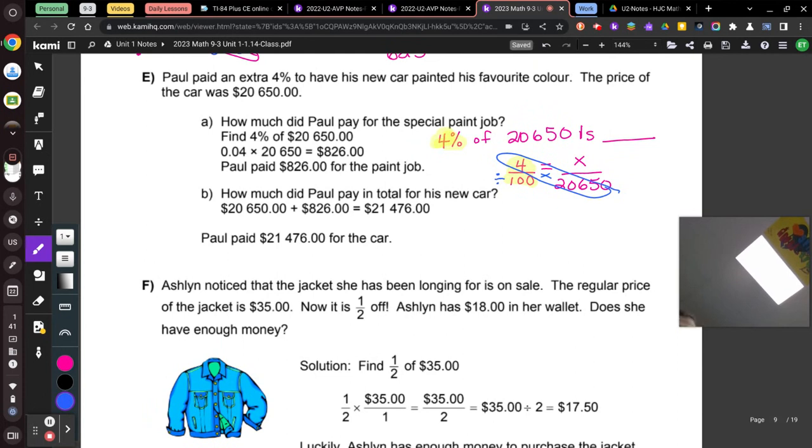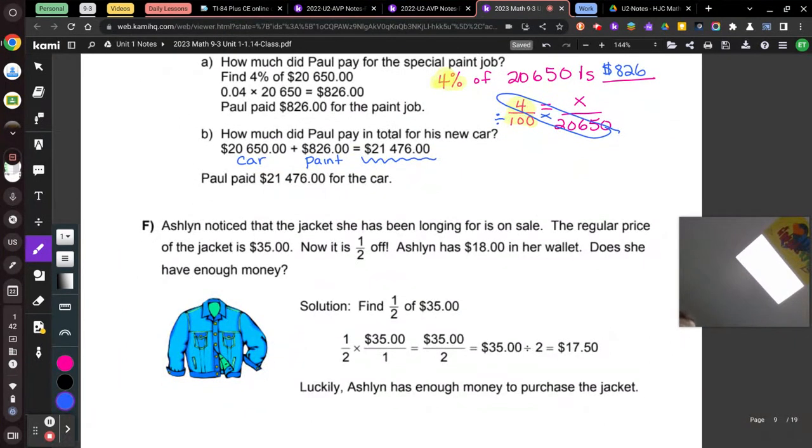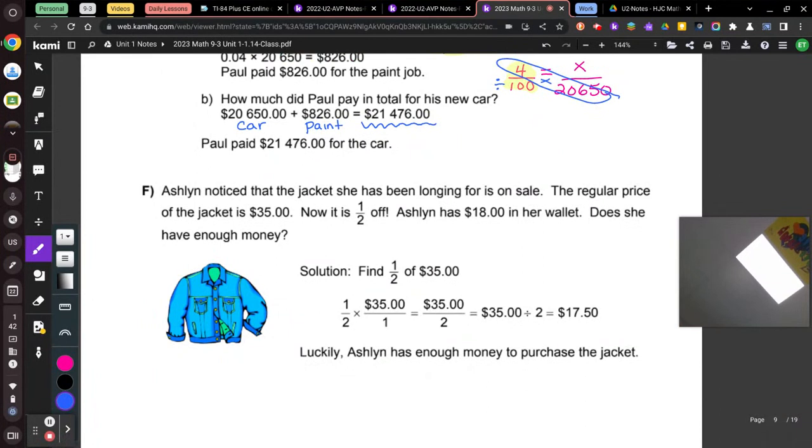And when we do that, we're going to get $826. So how much did he pay in total? Well, he paid the car plus he paid for the paint job. So he ended up paying $21,476. OMG, that's a big number. All right, let's take a look. We're still going here.